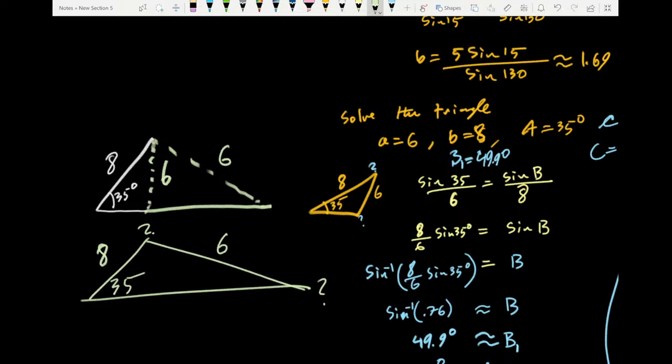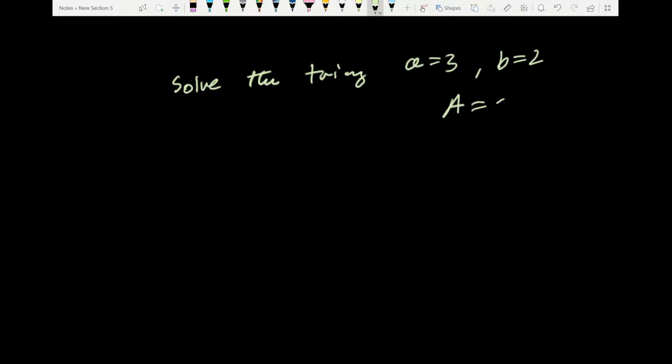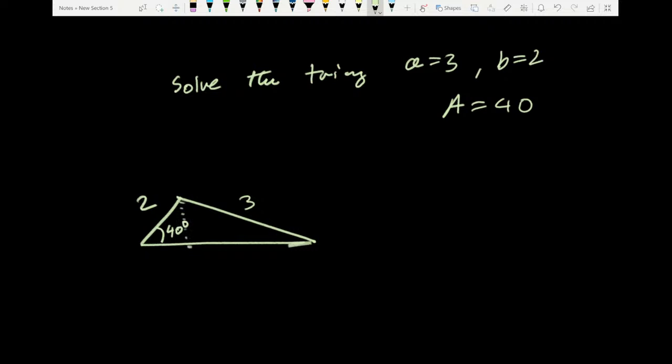Now, we're going to look at a problem where you cannot have a second triangle. What if I give you the triangle? a is 3, b is 2, and A is 40. So let's look at it: 2, 40 degrees, and 3. Technically, you could have this also going in this way and call it 3, but we're going to see that that second triangle is not possible.